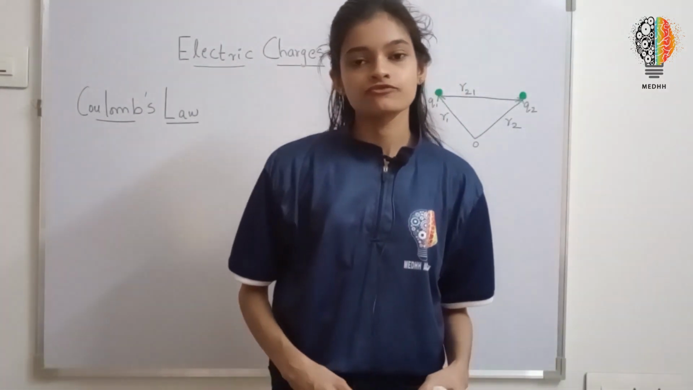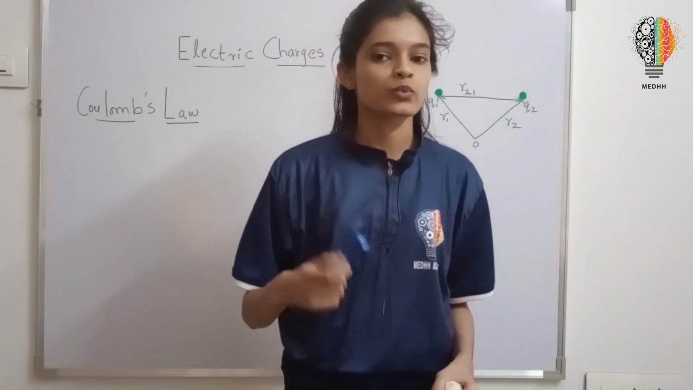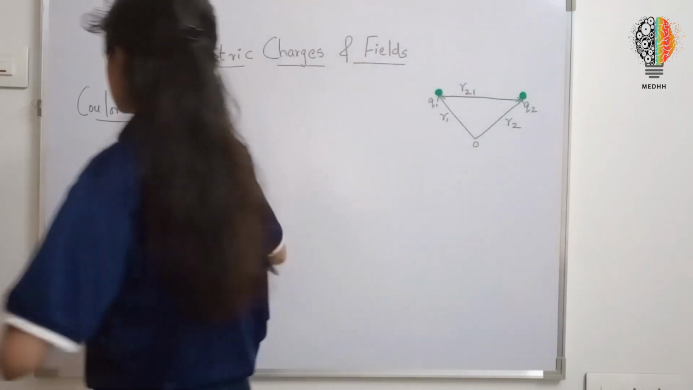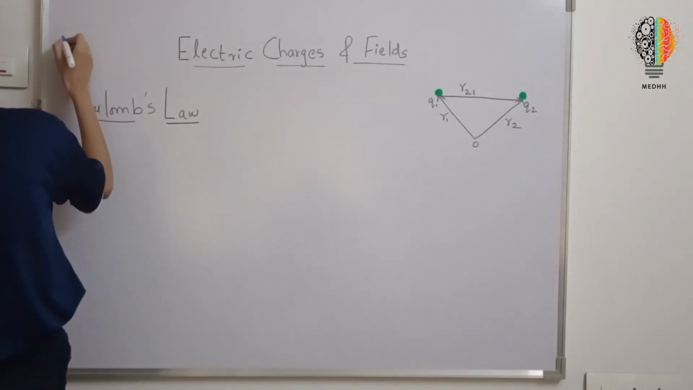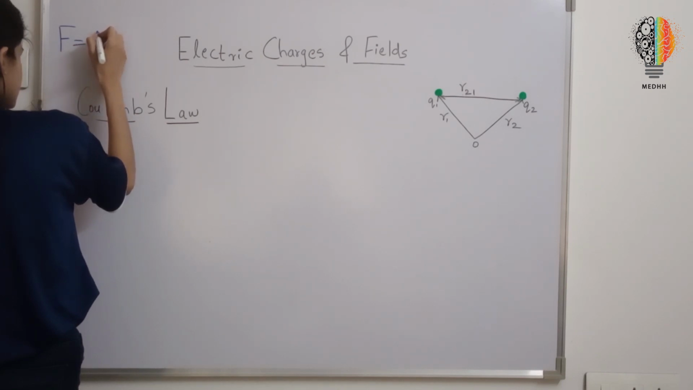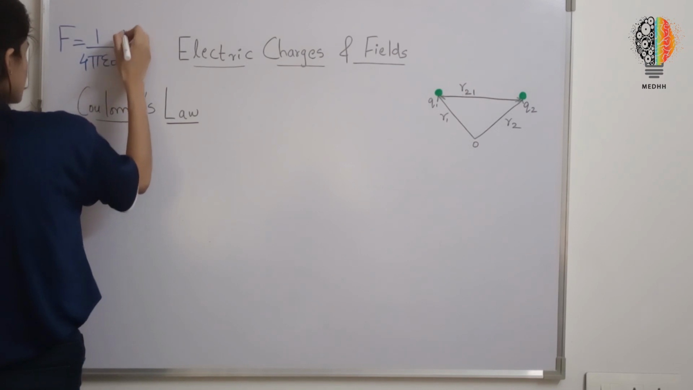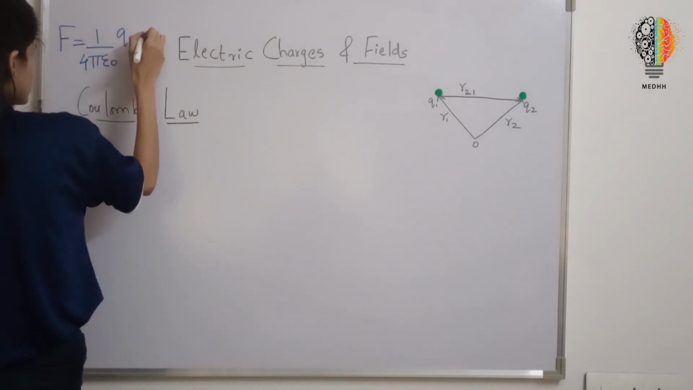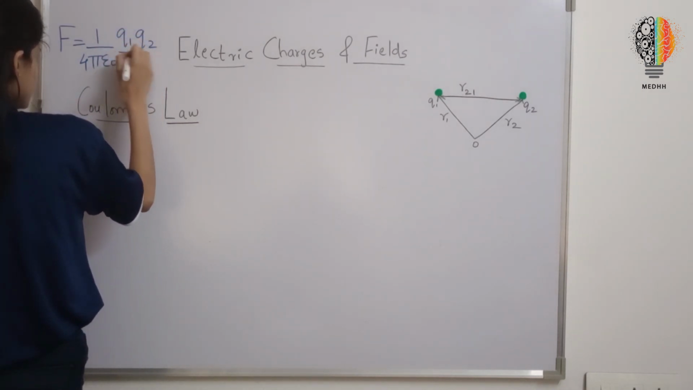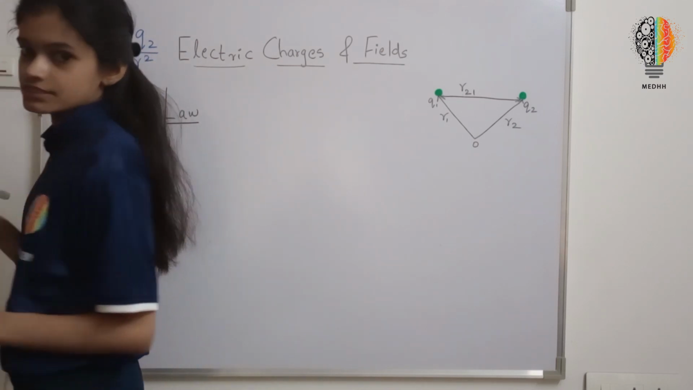As we know that force is a vector quantity, so we will write Coulomb's law in vector notation. So what is Coulomb's law? Coulomb's law states that the force is directly proportional to the product of the magnitude of charges, with this being the constant, and inversely proportional to the square of the distance between them.